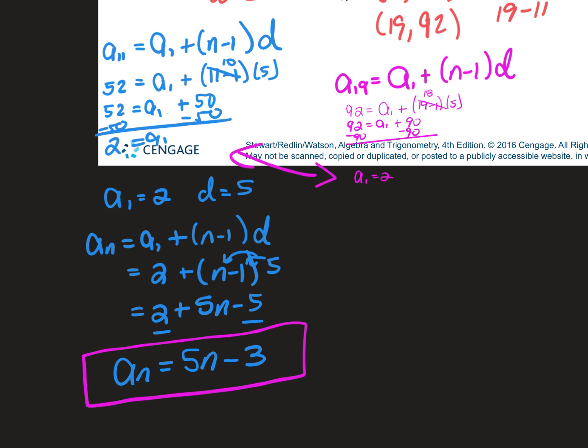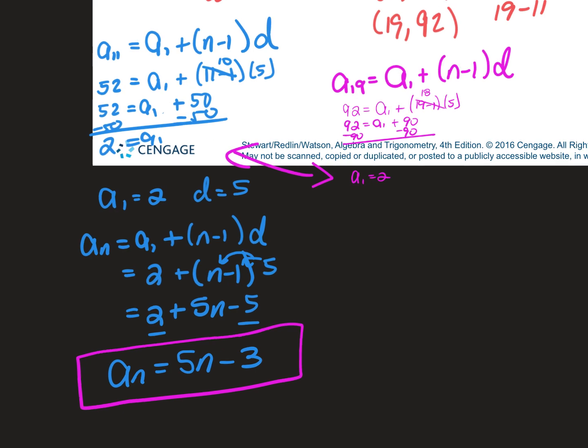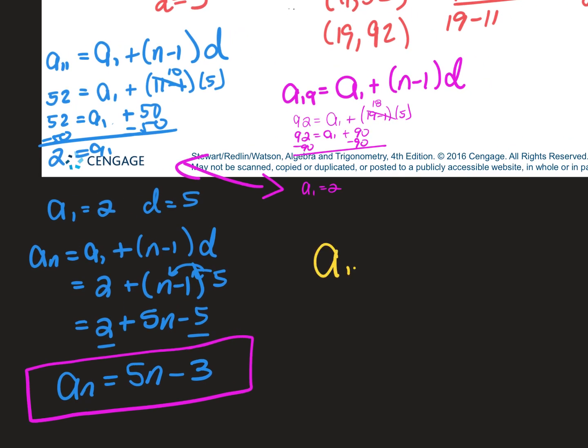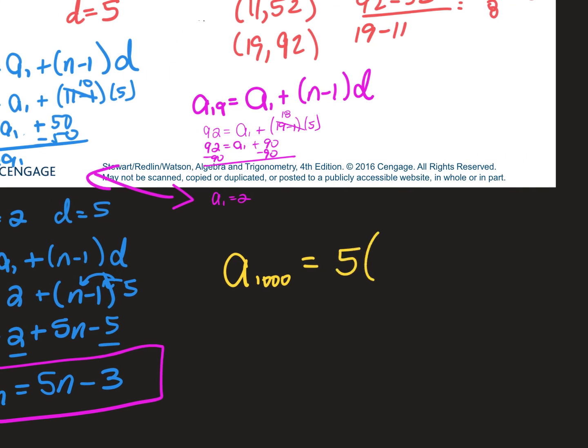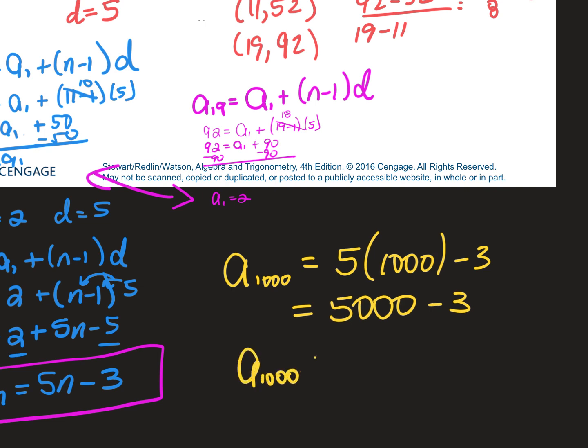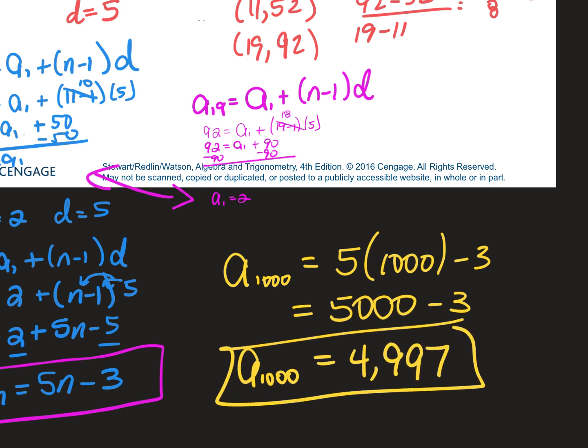So now, if I'm asked to find the 1,000th term, I say, okay, well, a sub 1,000 equals 5 times 1,000, I'm trying to find the 1,000th term, minus 3. So I have 5,000 minus 3. And I find out that the 1,000th term of this sequence is 4,997.